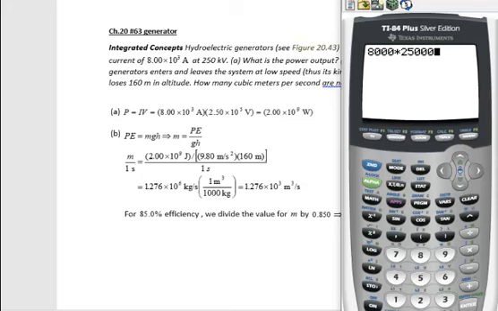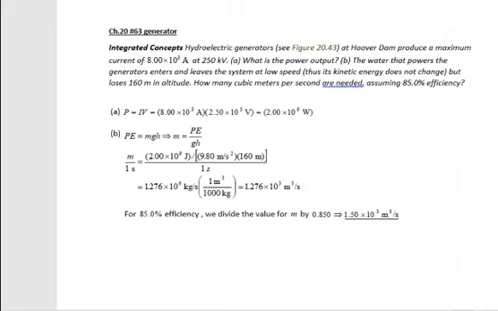1, 2, 3. There we go. And I come up, and if we count the zeros, I guess 3, 3, 3. Yes, 2 billion watts. Then the follow-up question is the water that powers the generators and so on, but loses 160 meters in altitude. How many cubic meters per second are needed, assuming 85% efficiency? Whoa, that sounds complicated, but they break it down for us.